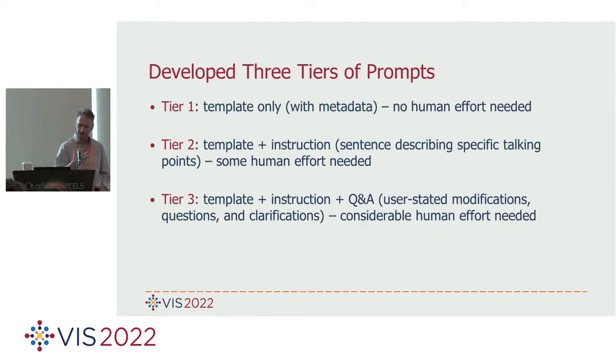The first tier is just a template. Any template that can be auto-filled with these measurements we take, and there's no human input at all. We just analyze the scatterplots, fill the template, done. Tier 2 is the template plus some instruction, a few sentences that describe the specific talking points that we'd like GPT to ramble about. There's a little bit of human effort needed.